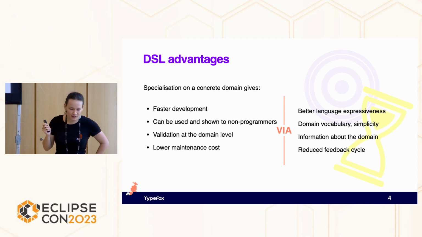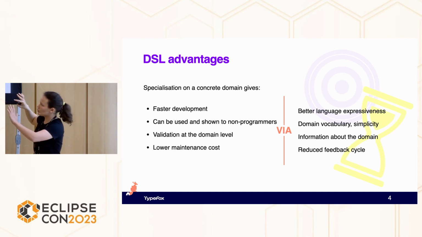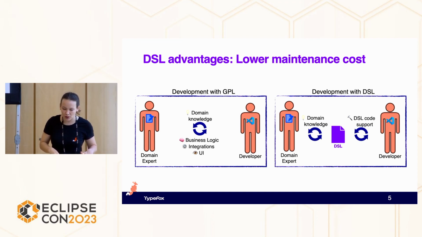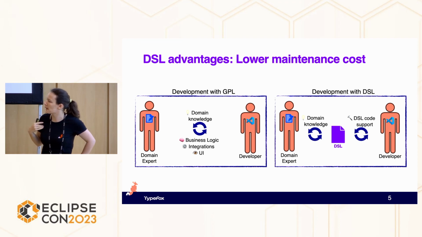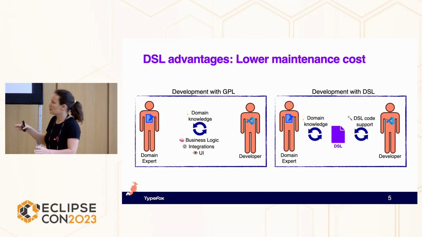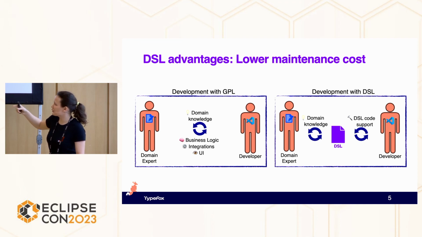The first thing is lower maintenance cost. Here you see two cases: development with a general purpose language and with a domain-specific language, and you can see the difference. Concretely, you see this feedback loop that you have to support all the time when you develop your application in a GPL, so you all the time have to share information and knowledge between domain experts and developers. Developers share some developer information, domain experts some domain information. And of course it costs pretty much.